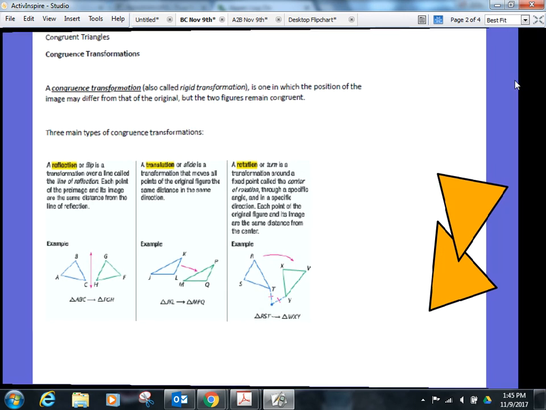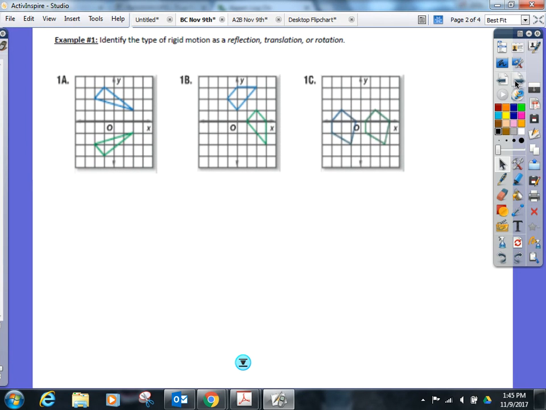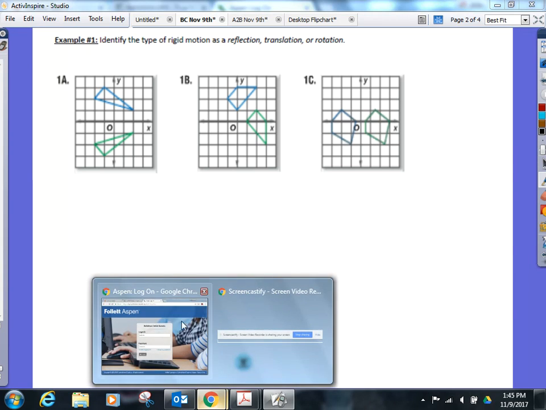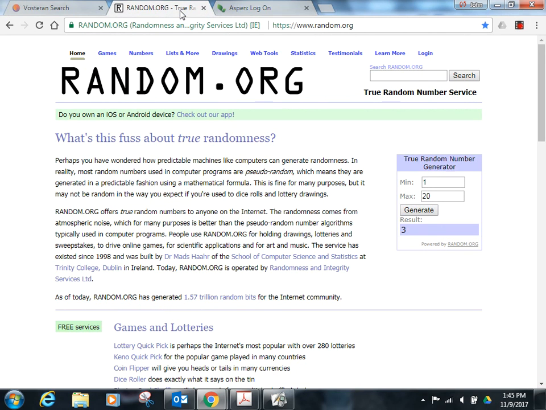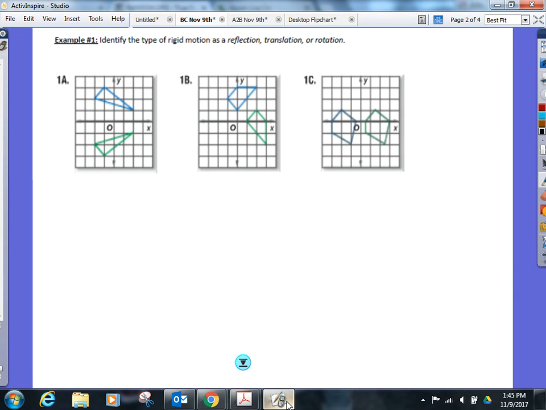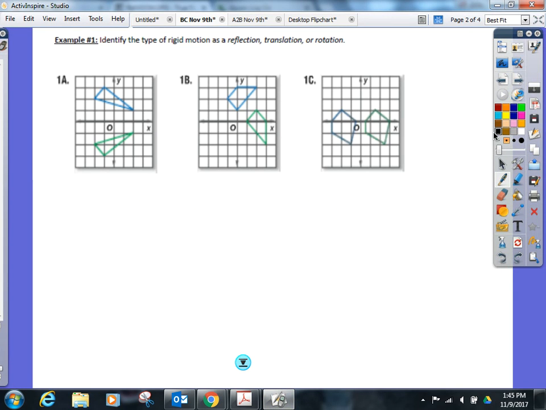All right. So I just have a couple of rigid motions up here. I want to know what it is. What did I do? You can go blue to green or green to blue, it's not going to matter. Which rigid motion did I perform to get from one figure to the other? Let's start with the first one. What are we thinking on this one here? Here we go. Let's roll. That is a reflection, yes.